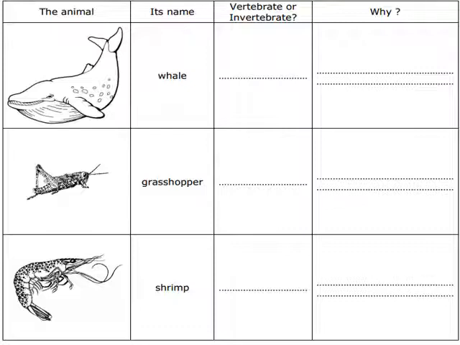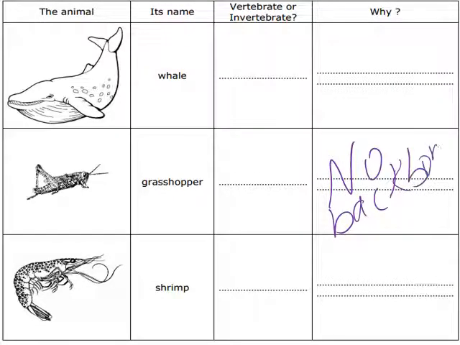It has a backbone. Angelina, the grasshopper. Invertebrate. Why? It doesn't have a backbone. So I will write here no backbone. I won't write the full word, I will abbreviate. Okay? But you're not allowed to do this in your quiz.